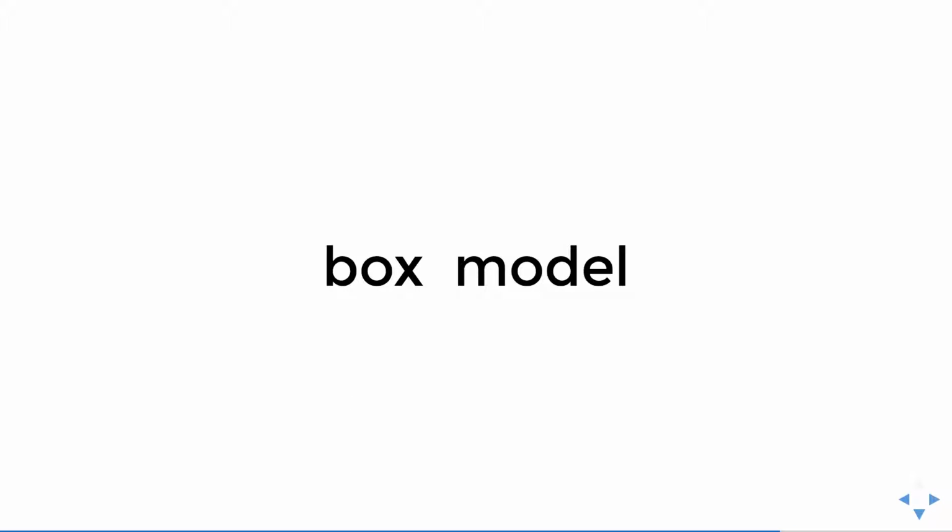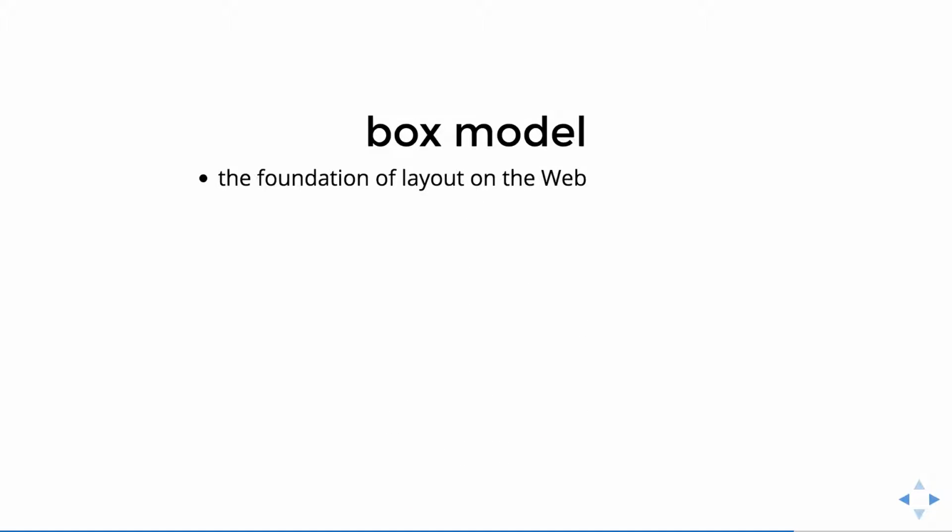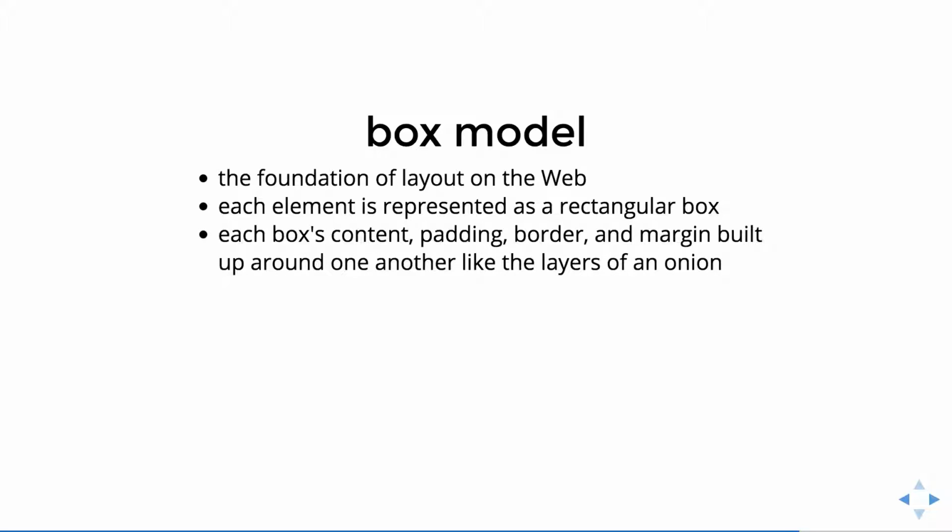All right, box model. Who's familiar with this term? Good. It's the foundation of layout on the web. Each element in your document visually ends up being represented by a rectangular box. Each box's content, padding, border, and margin surrounds another box, and then another box. You end up with this big giant onion, as they call it, layer upon layer happening over and over again.